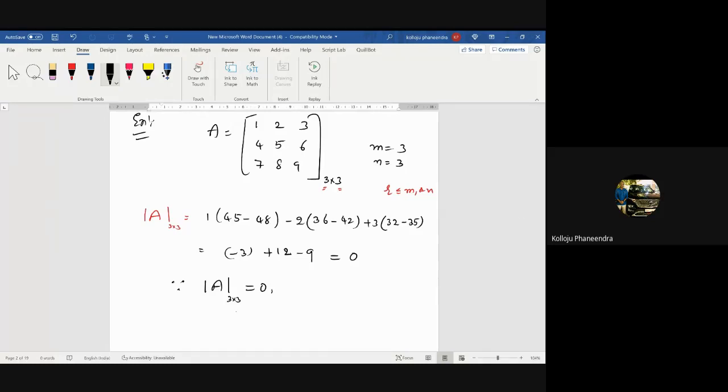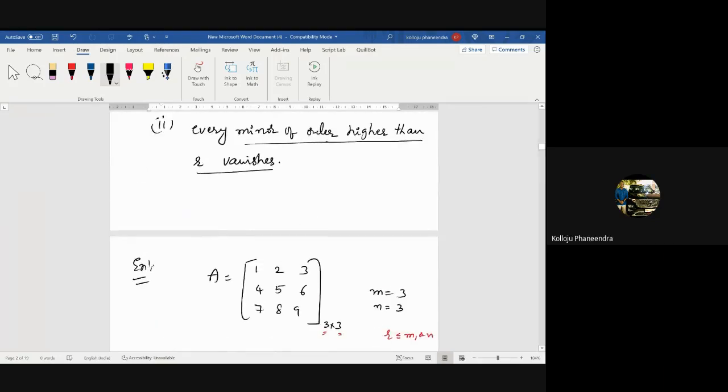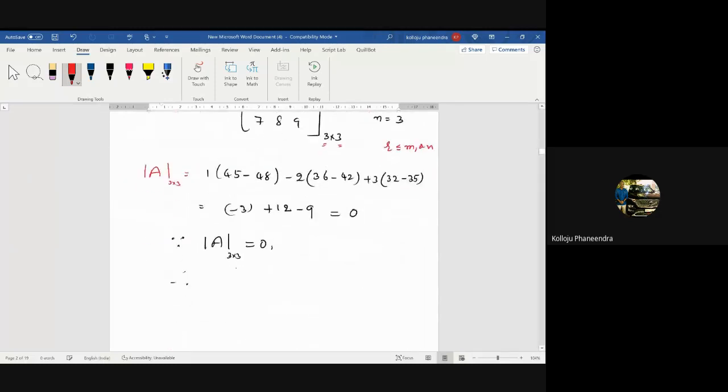Now the determinant of the 3 by 3 matrix is 0, therefore, one more important point: the rank of the matrix is represented by the notation rank of A. Since the determinant is 0, definitely the rank is not equal to 3, because for a 3 by 3 matrix with determinant 0, the rank is never 3.